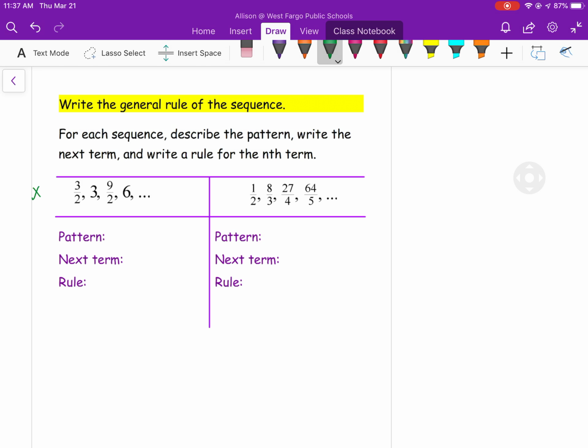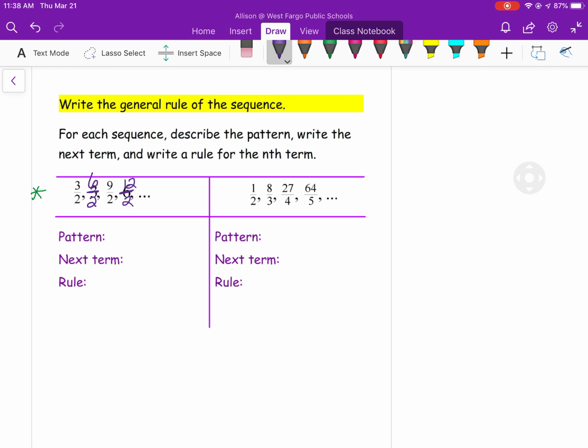Okay, in general, if you have something that has fractions in it, I think it's easier to recognize a pattern if all of the numbers are written in fraction form. So we have 3 halves, 3, 9 halves, 6. So I'm dealing with halves. So I'm going to change 3 into halves, and 3 is the same thing as 6 halves. And 6 is the same thing as 12 halves.